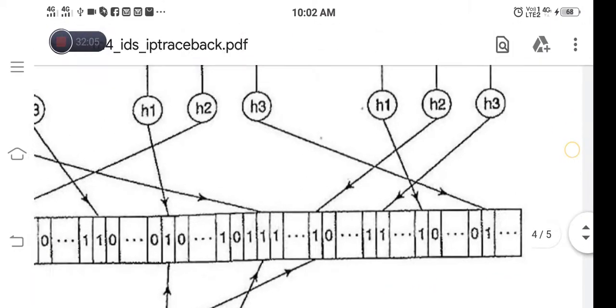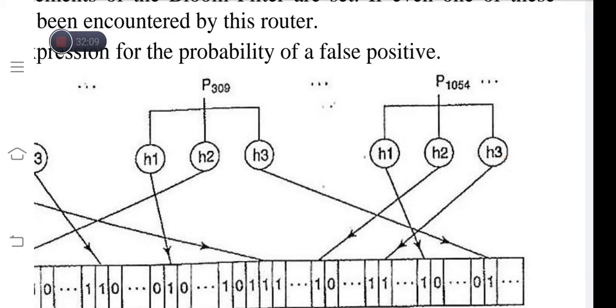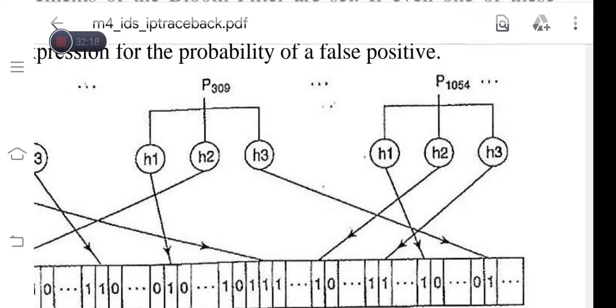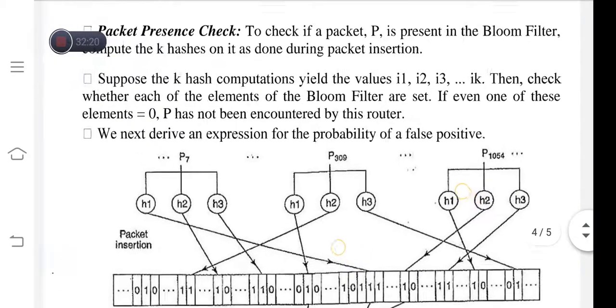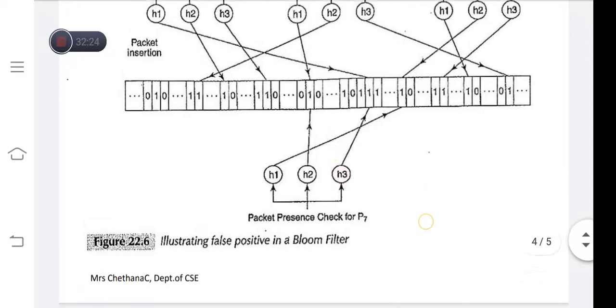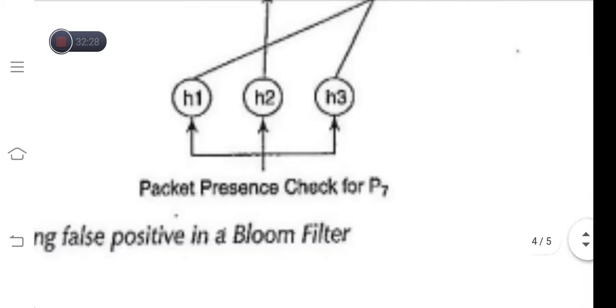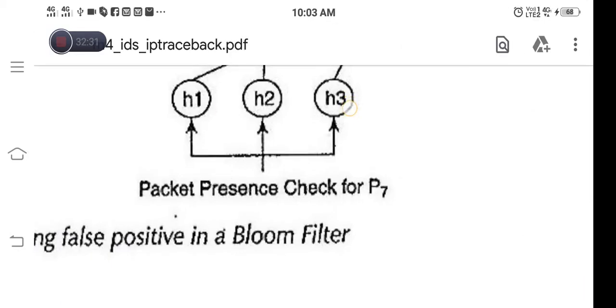Similarly, with respect to the other packet 1054, the hash functions are applied. The output of the hash functions gives us the indexes into the Bloom filter array. At those particular indexes, the value 1 is inserted. Okay. So now, again, to check for the packet presence, the functions H1, H2, H3 are computed.